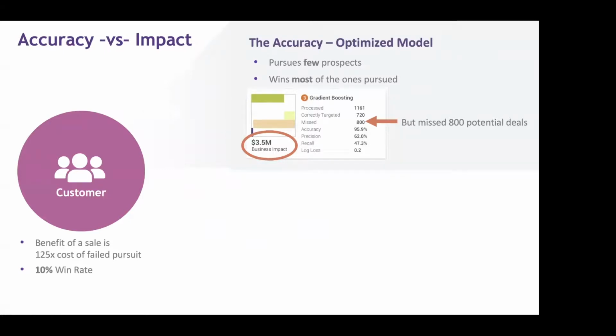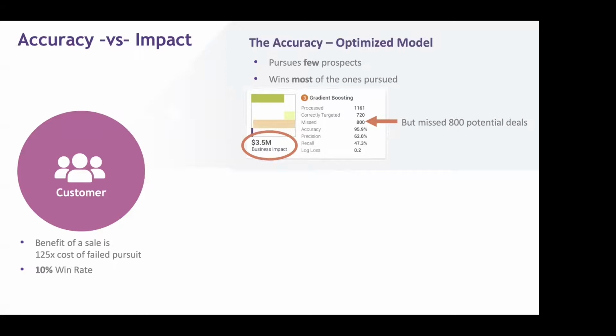But what would an AI tell you to do given this information? Well, it turns out if you're optimizing for accuracy, which is what most models do today, the AI that is extremely accurate will be a very conservative one. Because you have such a low win rate, it is actually likely to have a higher accuracy if it rarely tells you to pursue a customer.